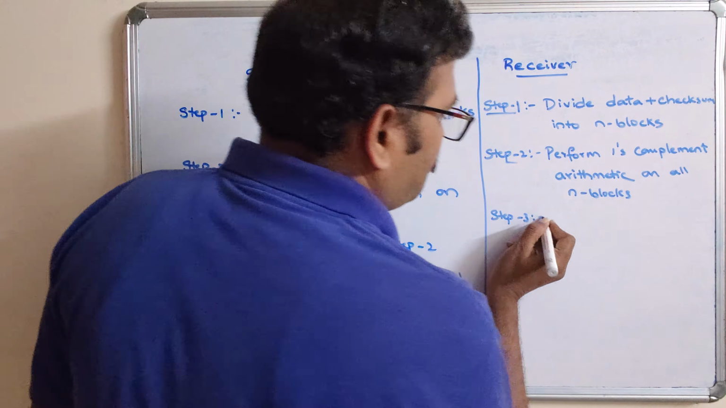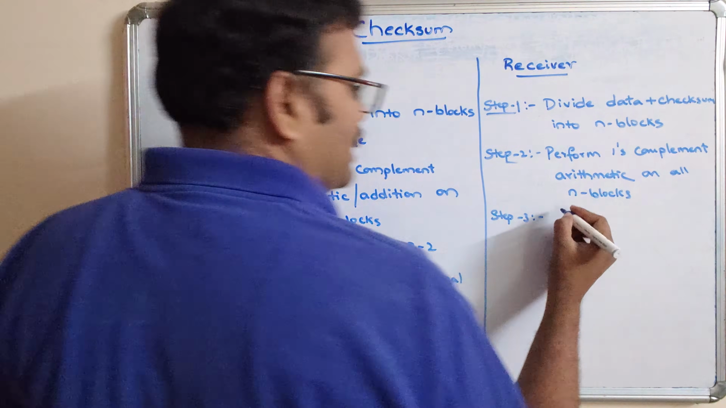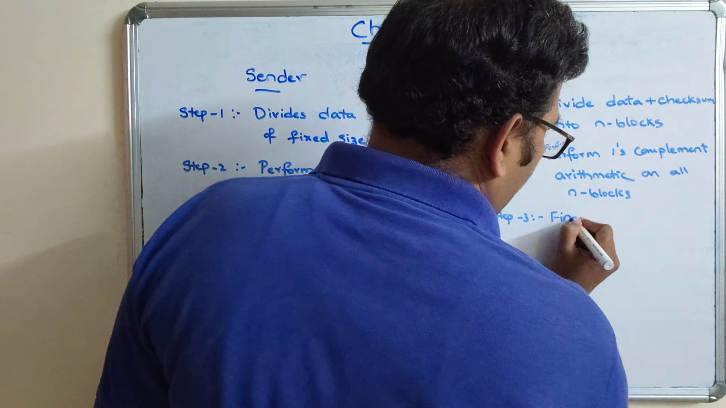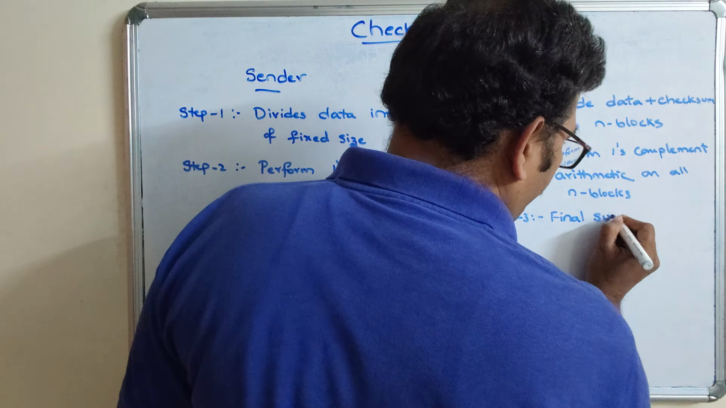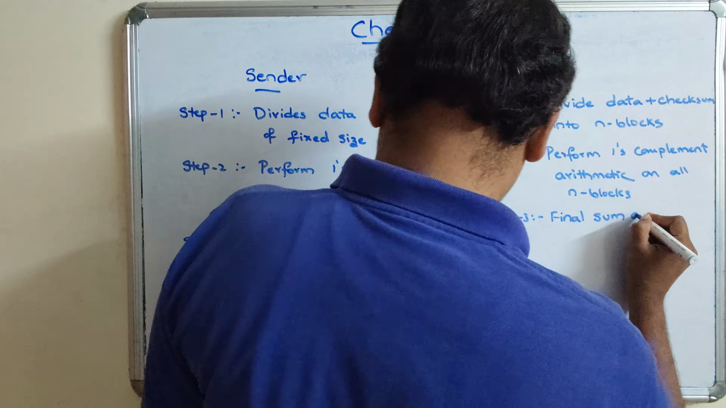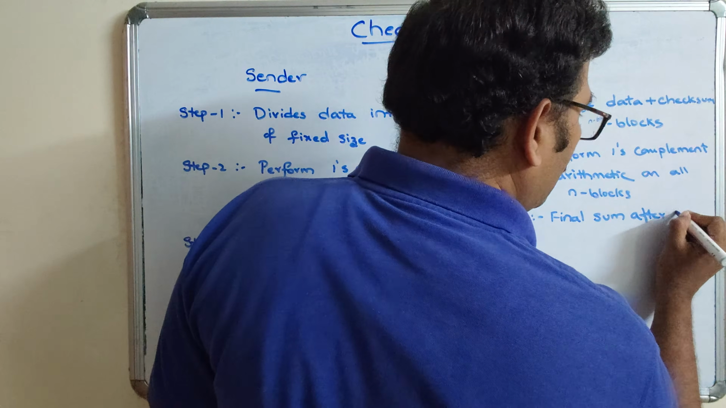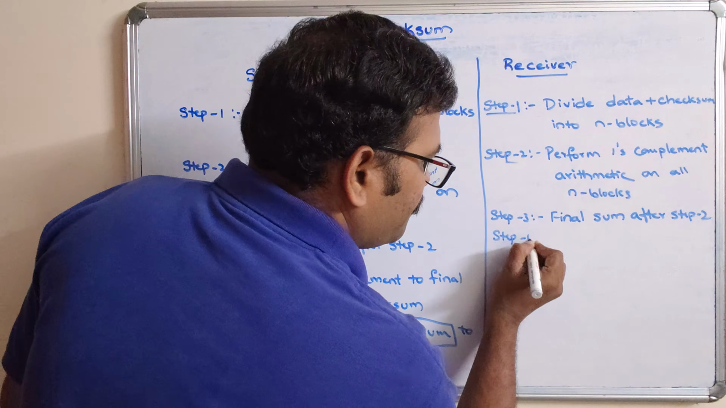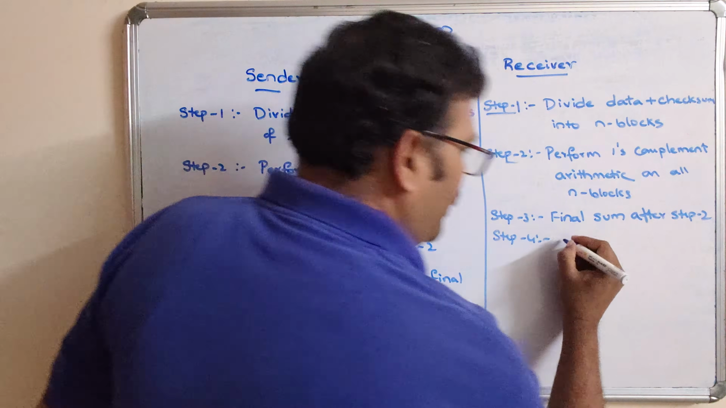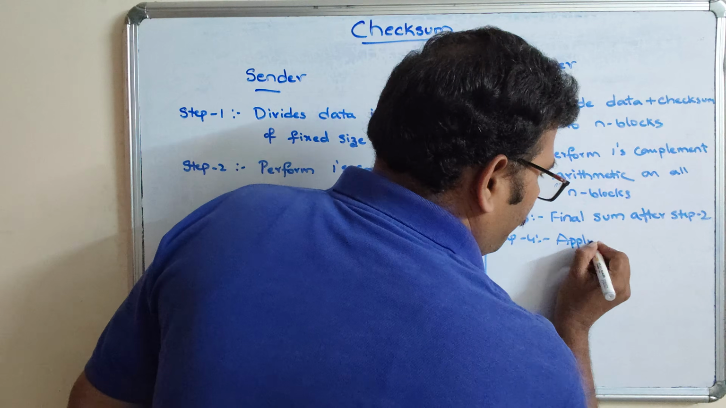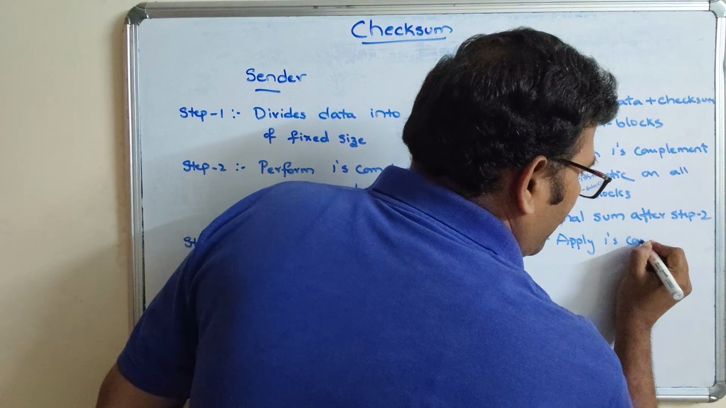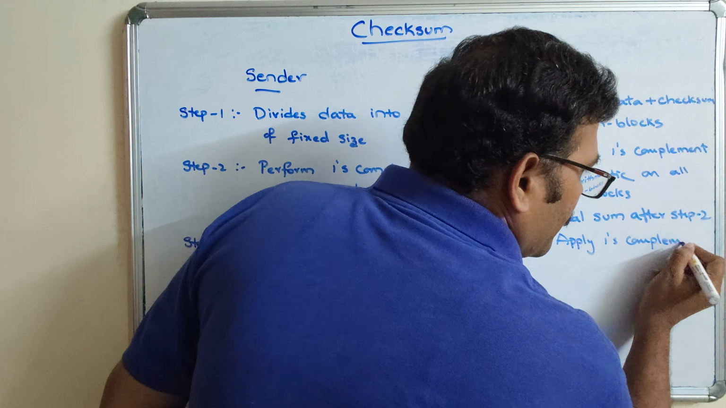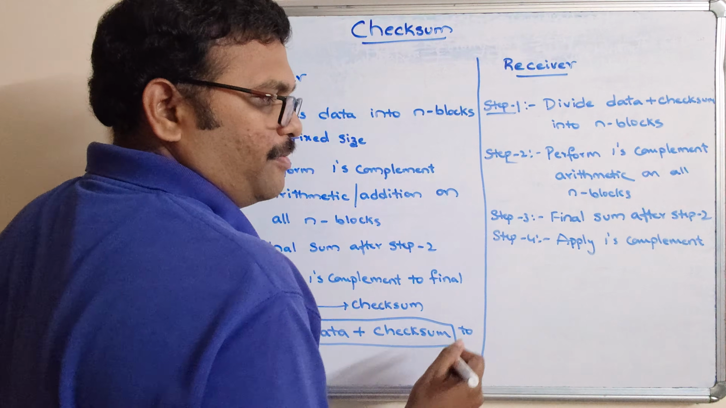Step 3: the final sum after step 2. Step 4: what do we have to do? Apply ones complement.